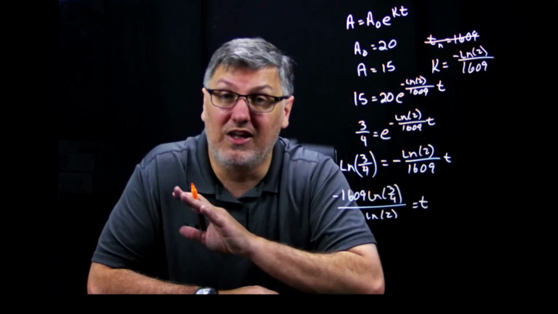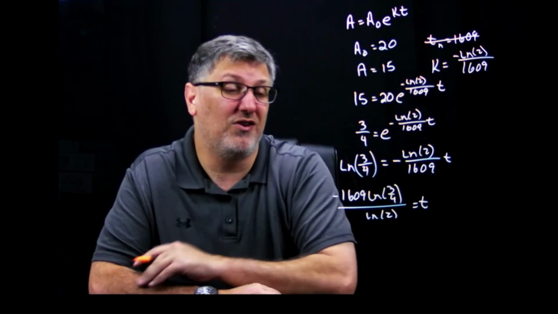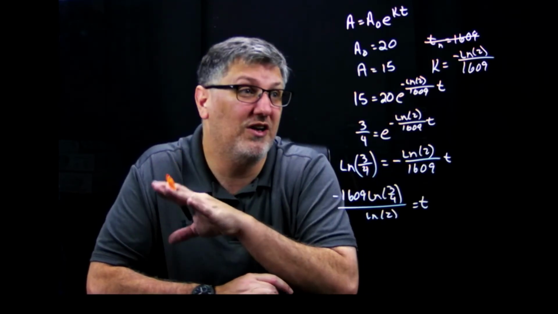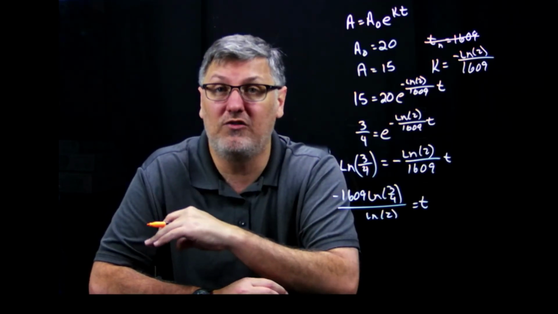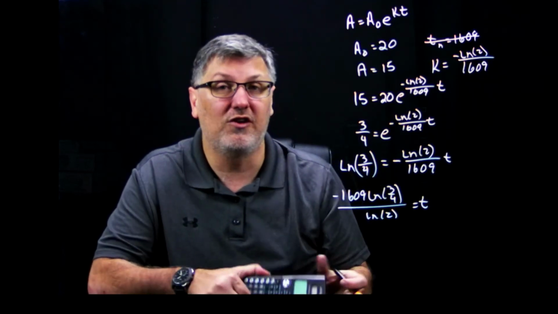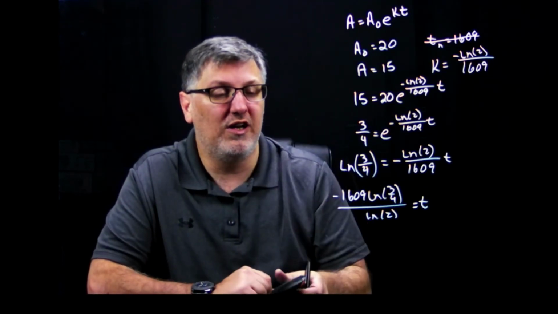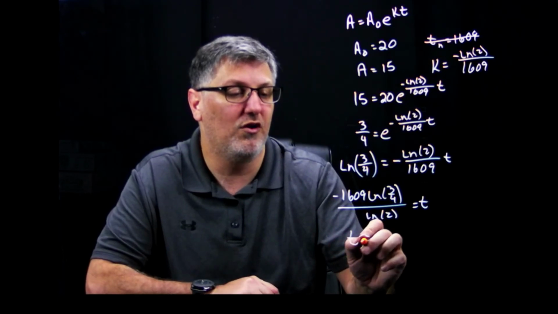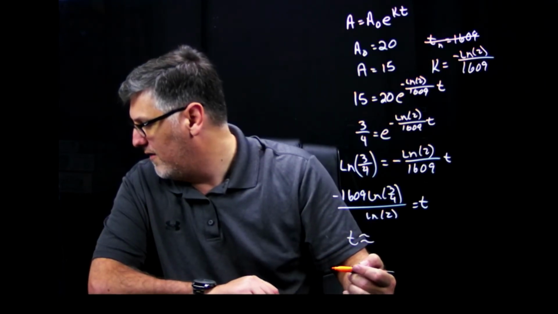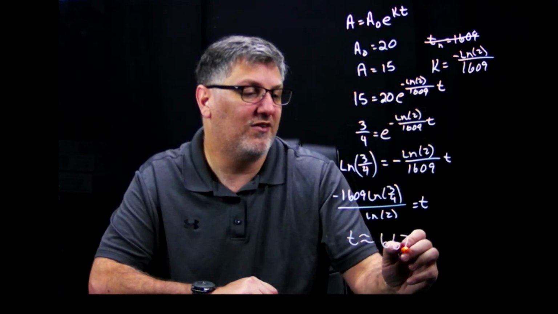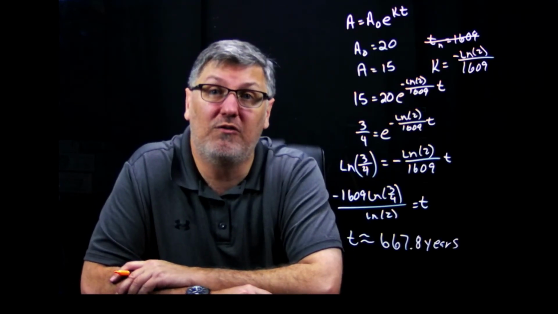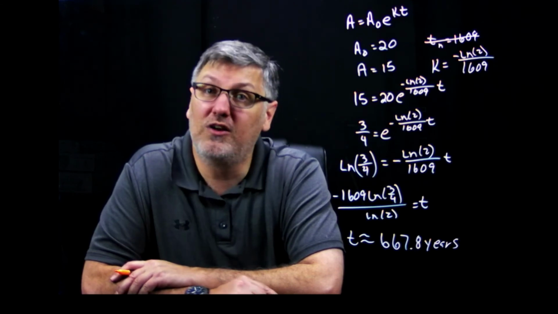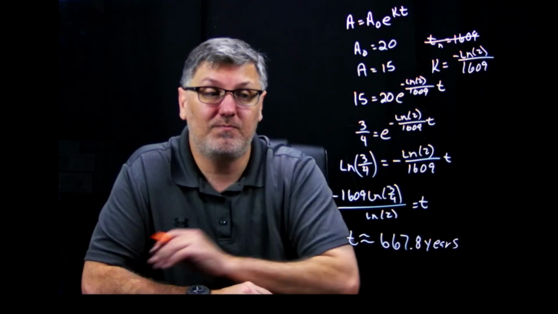All right, well, that's the exact time, except I've never expressed time in terms of ln. I always express it in just years, maybe a year to a decimal, or I can convert the decimal to months if I really wanted to. So all you do is take a calculator, throw this in here and get an approximate number. So t is going to be approximately 667.8 years. So it's going to take about 667.8 years to go from 20 grams of radium to 15 grams of radium. Kind of a nifty little thing to know.